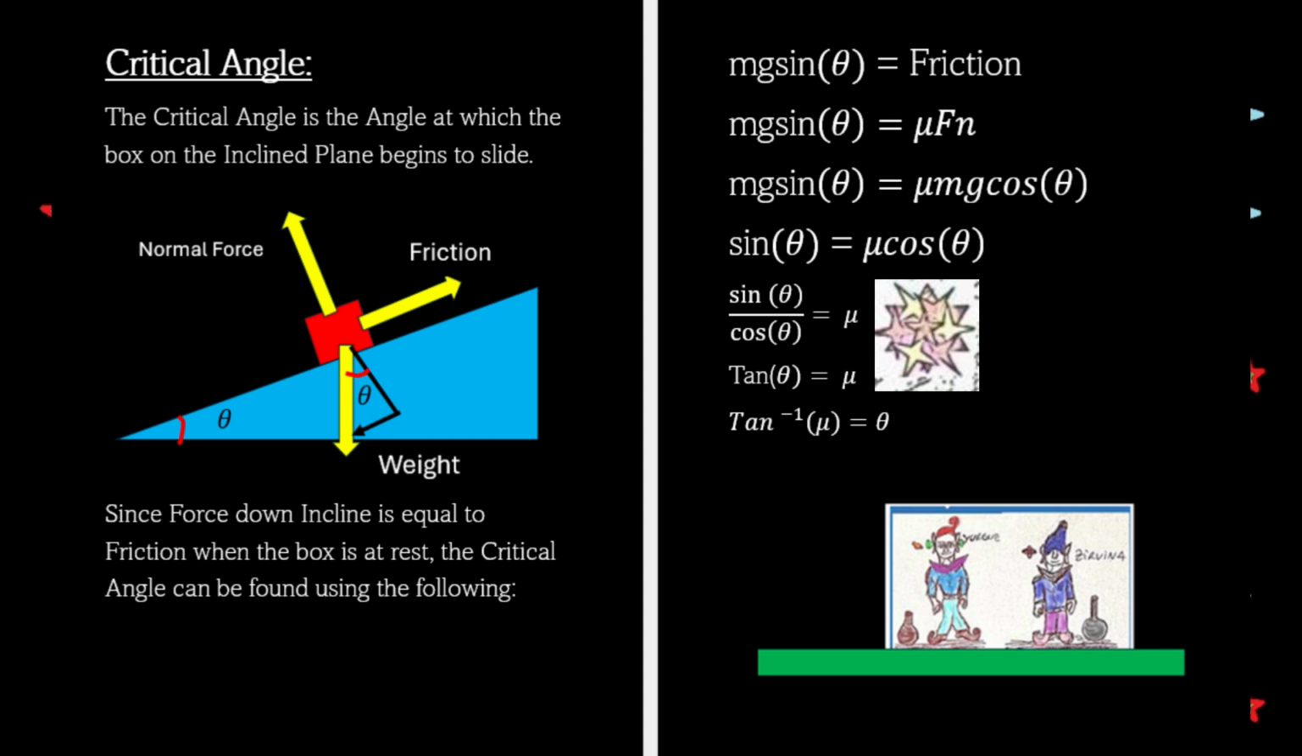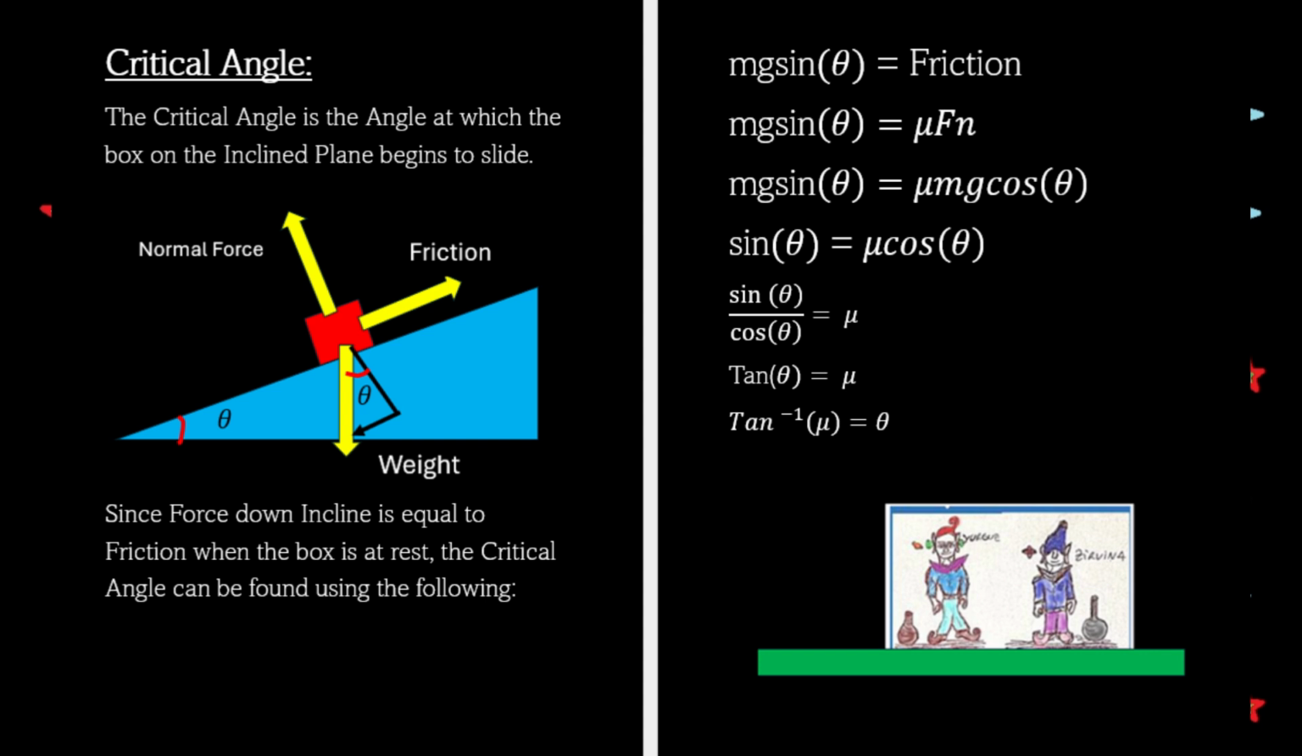So if you know what the coefficient of friction is, you can find the critical angle, and believe it or not, it does not depend on the mass of the object. You can put a really heavy object on the incline, or a really light object on the incline, and the inverse tangent of the coefficient of friction will still equal the critical angle.